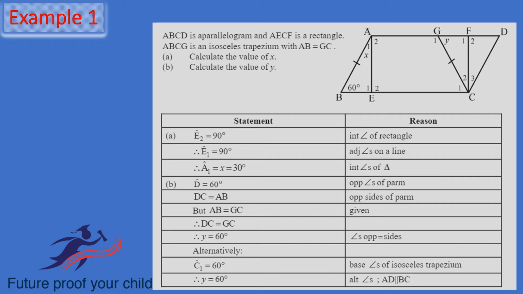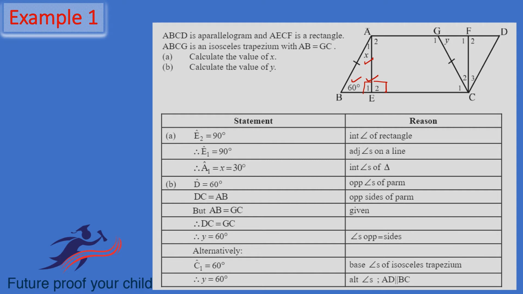So we're going to start with E2 being 90 degrees. Now remember, we told you that AECF is a rectangle. So E2 is 90 degrees, interior angle of a rectangle. Therefore, E1 will also be 90 degrees, adjacent angles on a straight line. And now we can work with interior angles of a triangle. So x plus 60 degrees plus E1 must be 180 degrees, and therefore we can get x is 30, interior angles of a triangle.